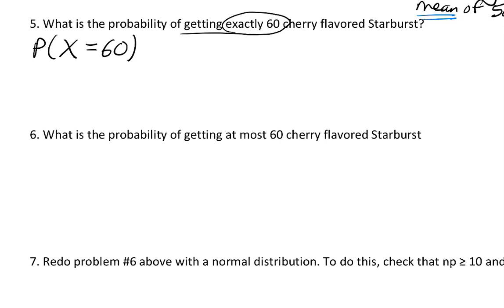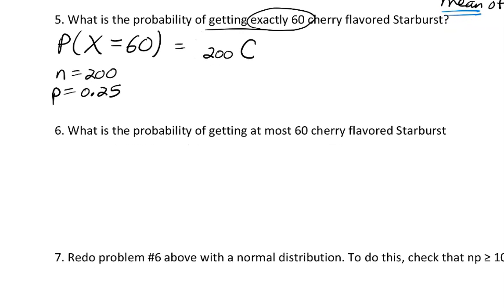We showed earlier in number 1 that it's binomial, so we'll use the binomial formula, where n is 200 and p is a quarter, our cherry. So we would have 200 choosing 60, 0.25 to the 60, 0.75 to the number of failures, which is 200 minus 60, so 140.